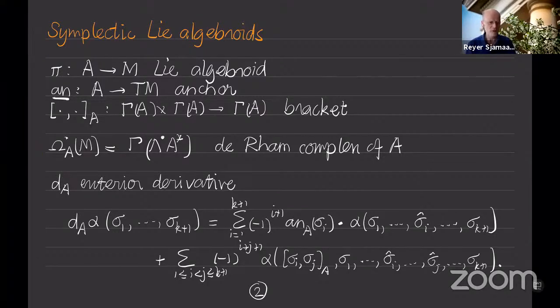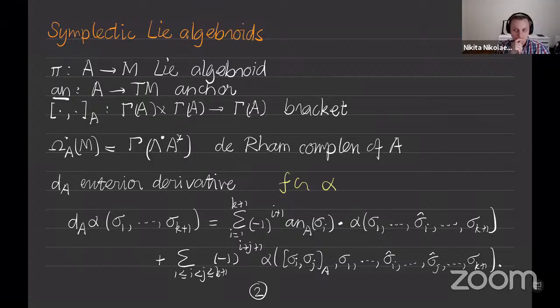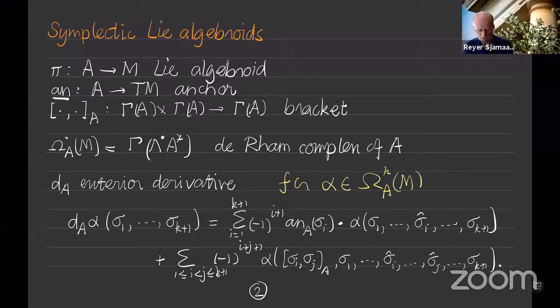You can look at the forms, the sections of the exterior algebra of the dual bundle. And then there's a naturally defined exterior derivative, which is defined by almost exactly the same formula as you know for the ordinary de Rham differential. If alpha is an A-form of degree k, d alpha is a k plus one form, and you can plug in sections.